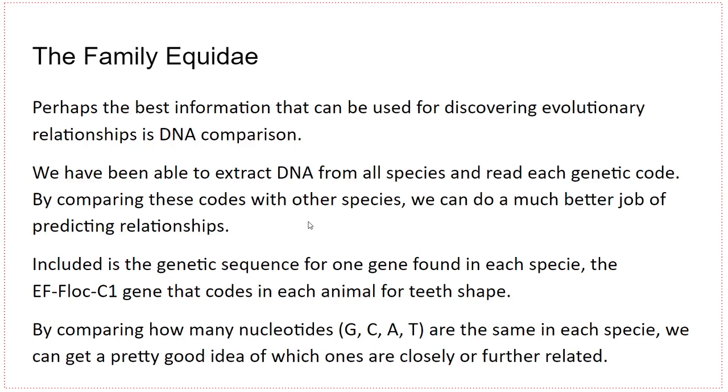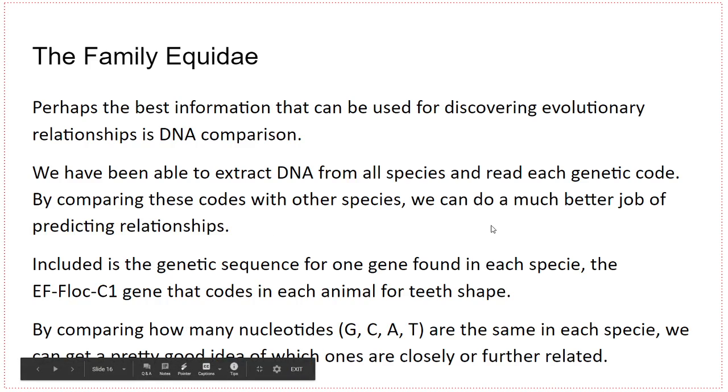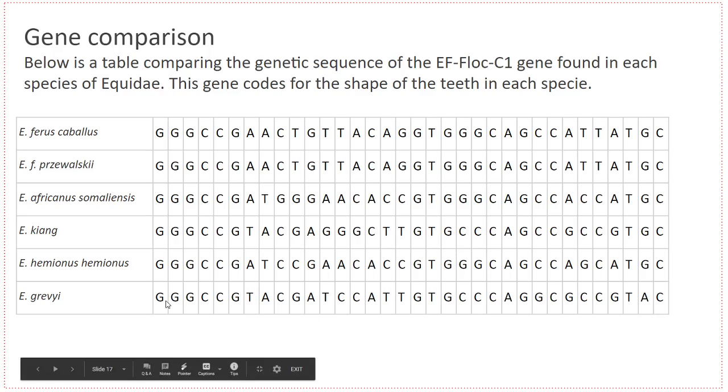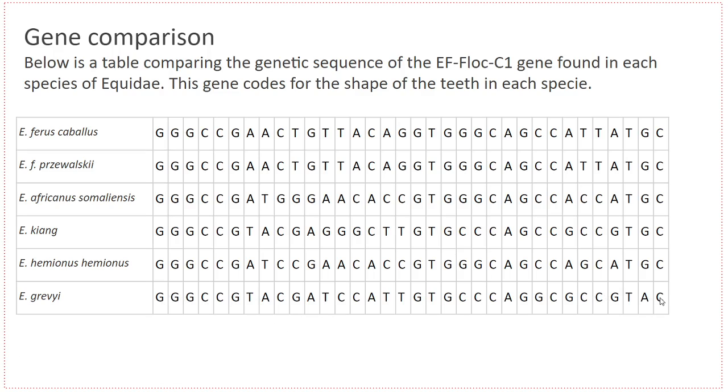In this case, we're going to look at one gene. It's the EF flock C1 gene that codes for each animal's teeth shape. And so we found that all of these horse species have this gene, and that we know exactly the sequence of nucleotides that make up the gene, and it's slightly different in each one. And so here they are. Here is the genetic sequence for the gene in a zebra, in all of them, right?